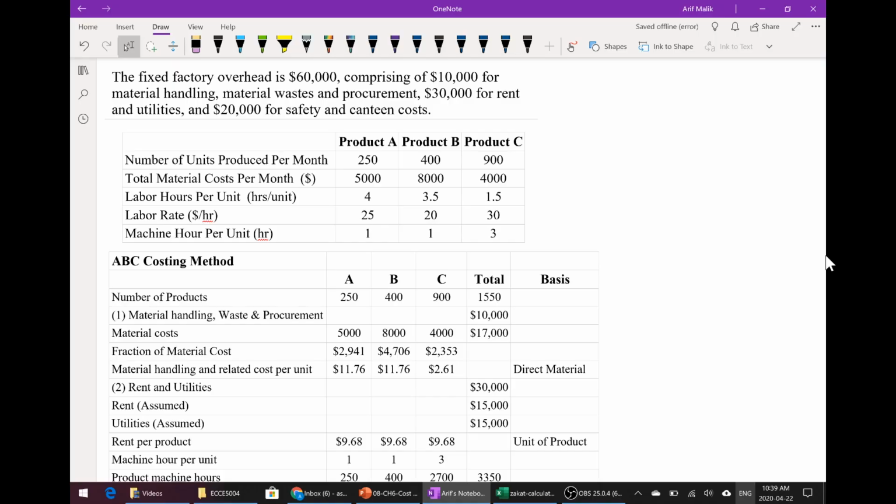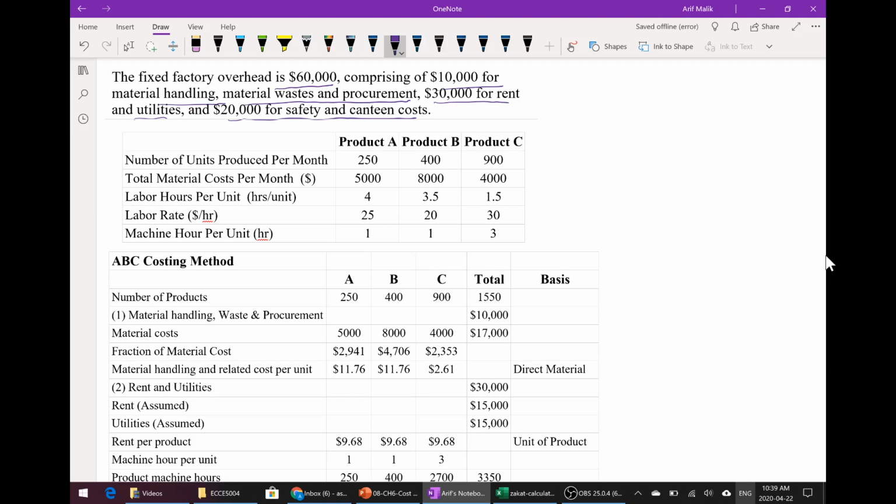Okay, so the fixed factory overhead is 60,000, comprising $10,000 for material handling, material waste, and procurement, which we can say is together, 30,000 for rent and utilities, and 20,000 for safety and canteen costs. Now we have to allocate these activities to the appropriate basis, and then allocate to the products. So here is the data we have been given.